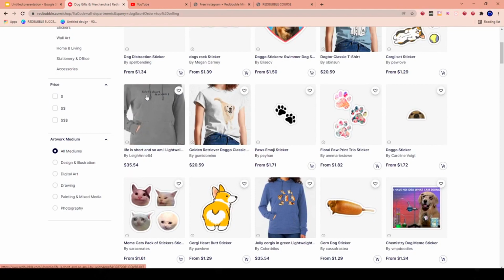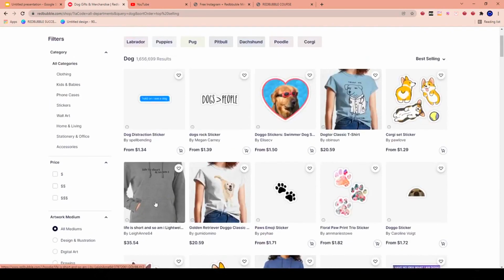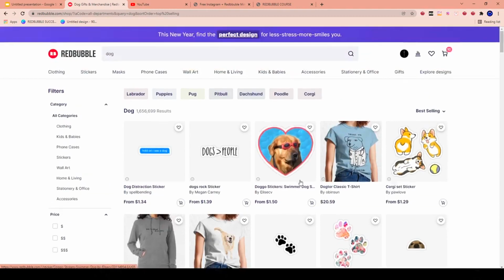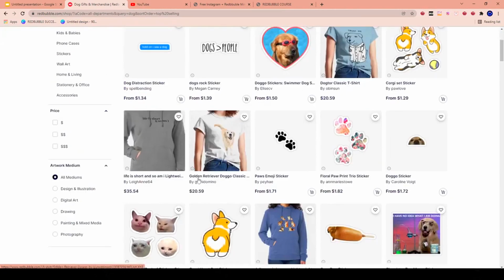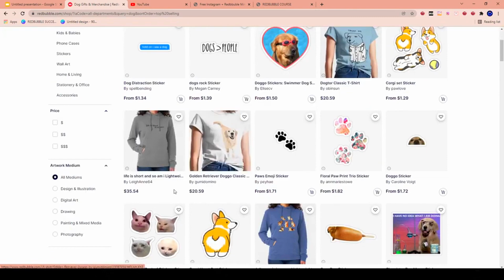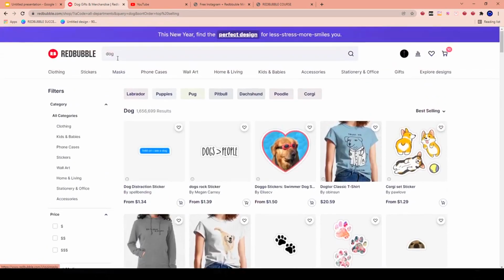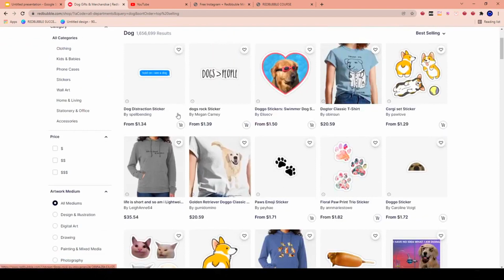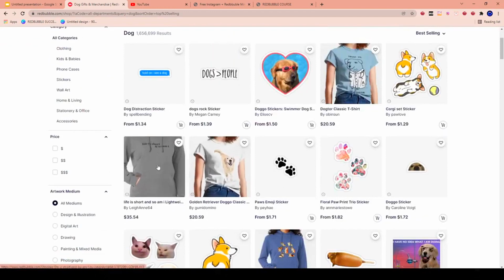So here it says, life is short and so am I. This has nothing to do with dogs. It might have the keyword or the tag dog in the tags, but if you look at the situation here, since it's in best selling, this generates more sales than this. But that doesn't mean that when people search for the word dog they're looking for this design or purchasing this design, right?